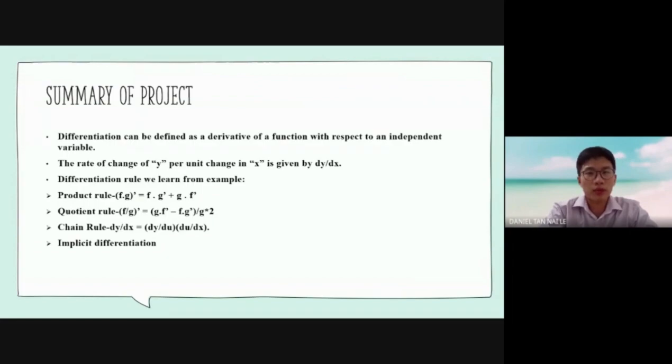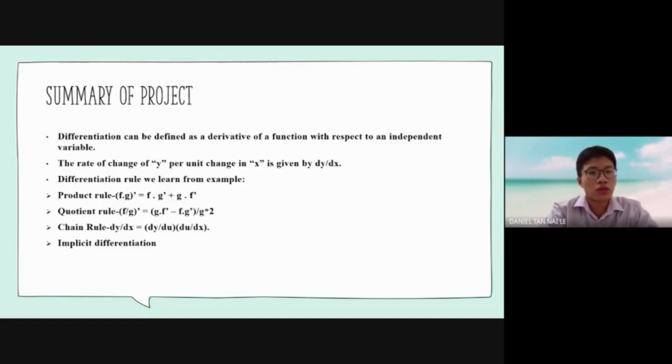So now I'm going to present the summary of our project. Our group project topic is differentiation, and we have learned that differentiation is the process of finding a derivative. Differentiation can be defined as the derivative of a function with respect to an independent variable, and it measures the function's change per unit change in the independent variable. So let y equal f(x) be a function of x, then the rate of change of y per unit change in x is dy/dx.